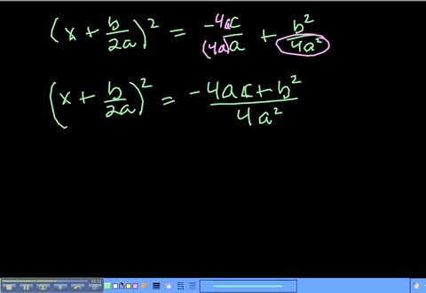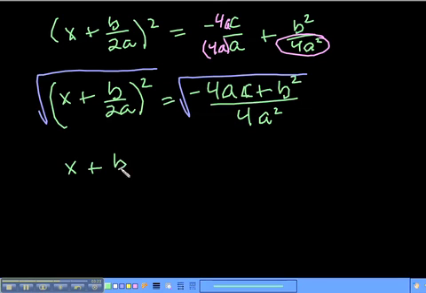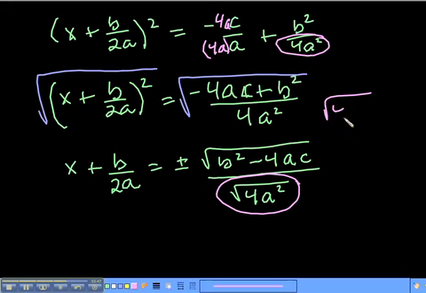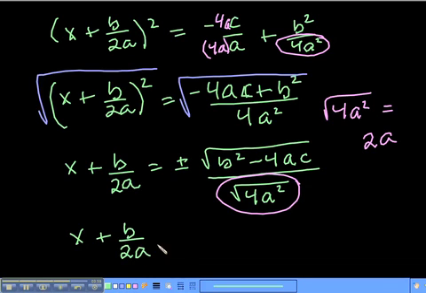Now I can take the square root of both sides, and when I do, that gets rid of this parenthesis and quantity squared. So I just have x plus b over 2a equals plus or minus the square root of b squared minus 4ac, all over the square root of 4a squared. When I take the square root of 4a squared, that just equals 2a, plus or minus 2a, but I already have the plus or minus right there. So that gives me x plus b over 2a equals plus or minus the square root of b squared minus 4ac, all over 2a.